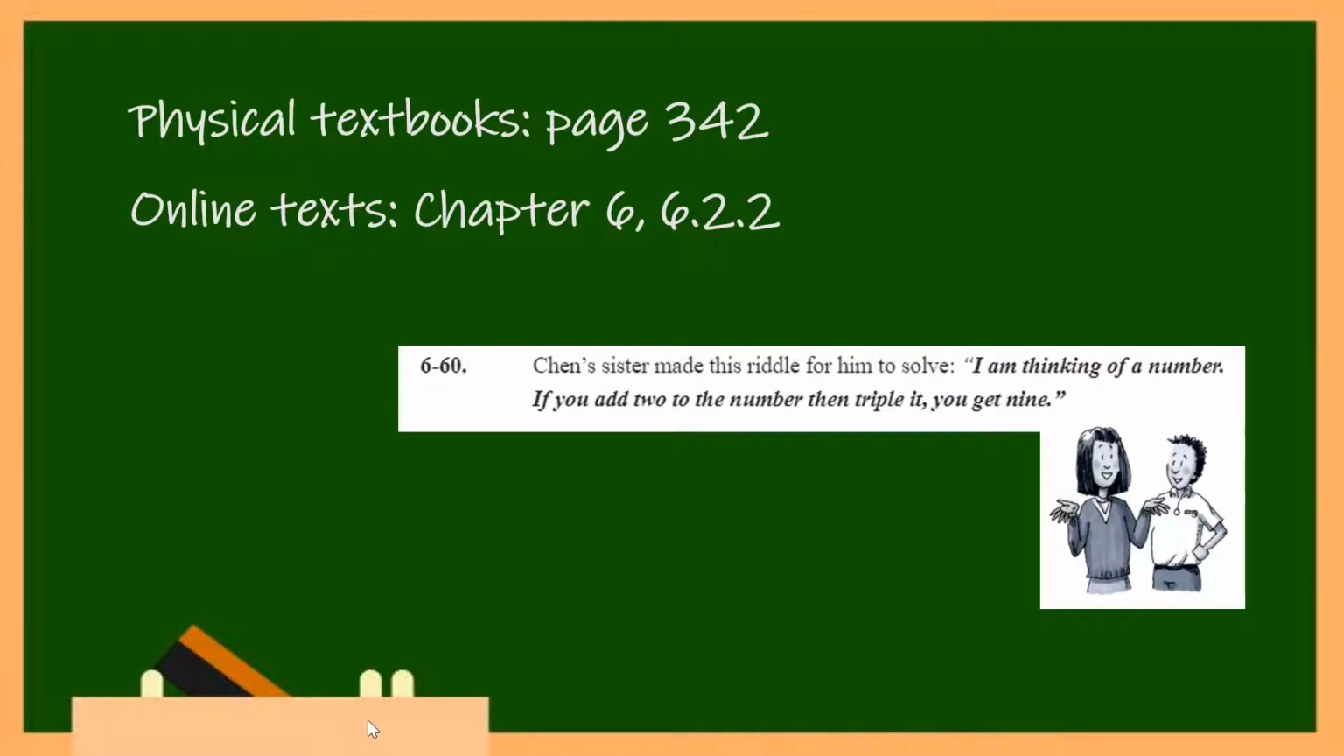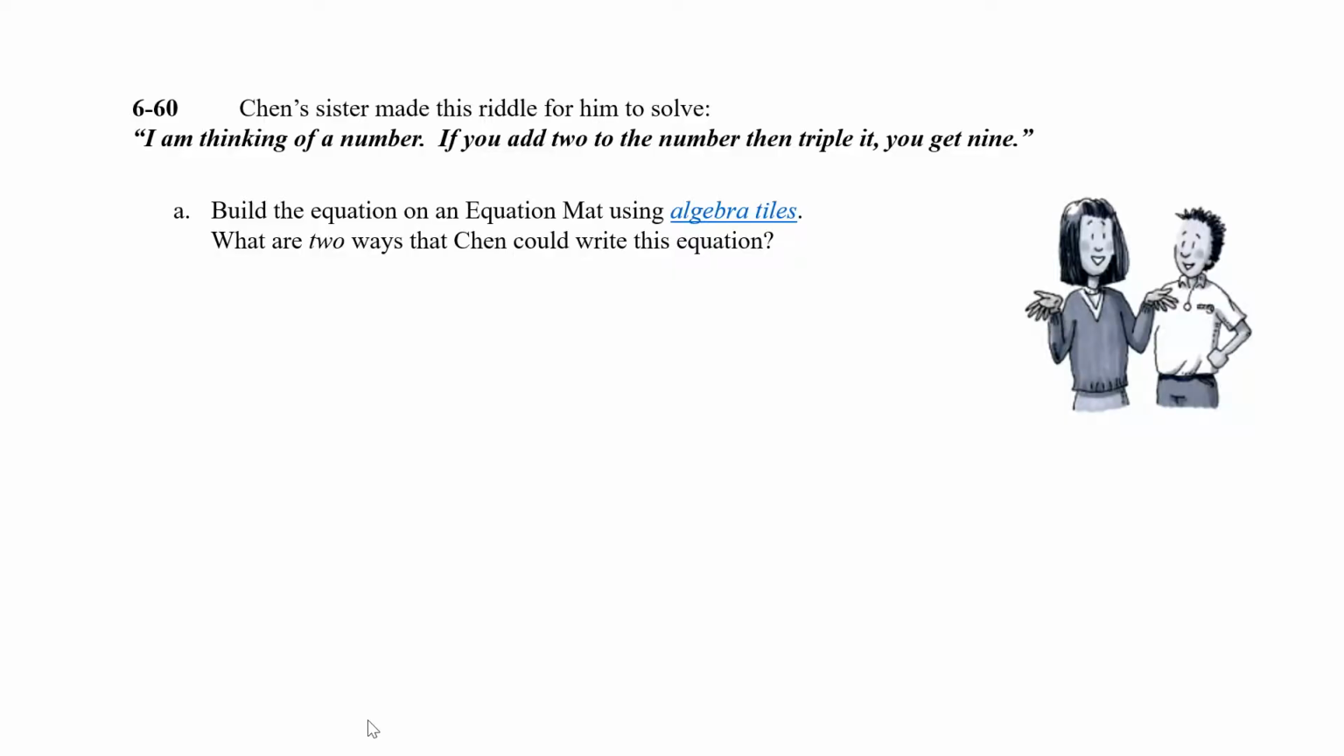We're going to start out with problem 6-6B about Chen and his sister. Okay, so Chen's sister made this riddle for him to solve. I am thinking of a number. If you add 2 to the number, then triple it, you get 9.